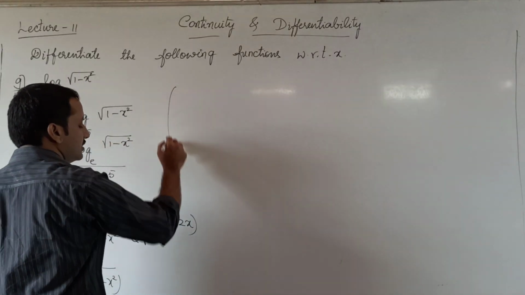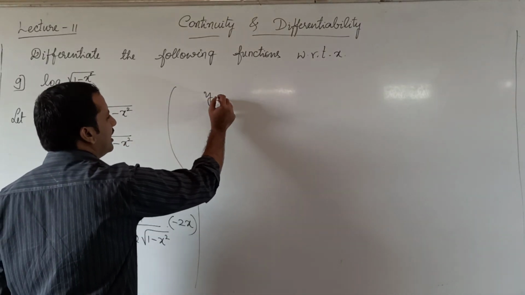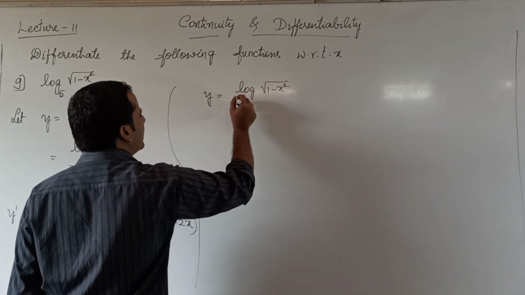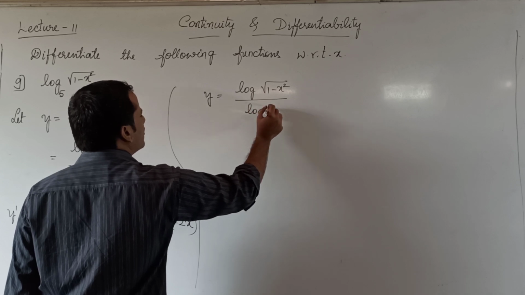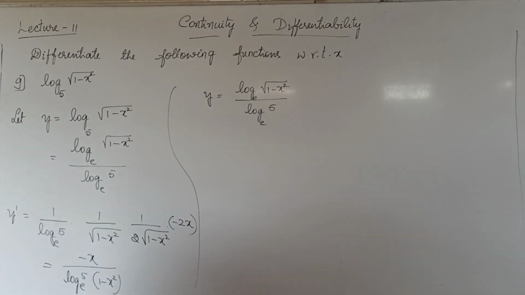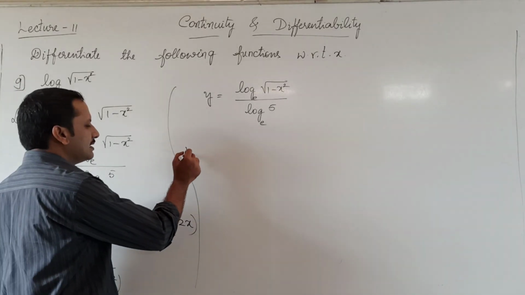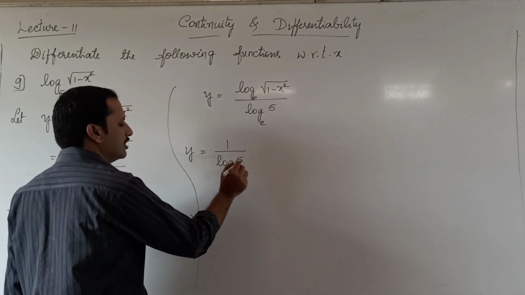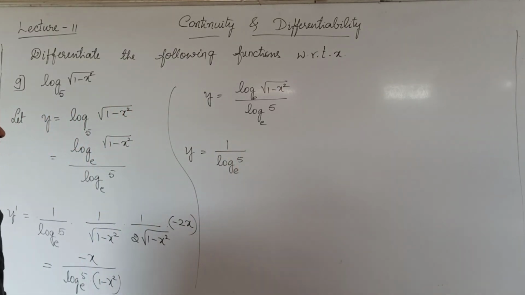After using the change of base rule, we have ended up getting y is equal to log root 1 minus x square divided by log 5. Base I have not mentioned, which means base is e. So now you keep this log 5 to the base e aside because that's a constant that is not going to disturb you. You can keep that aside.